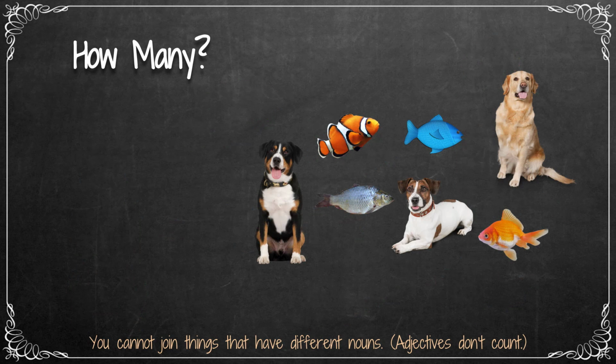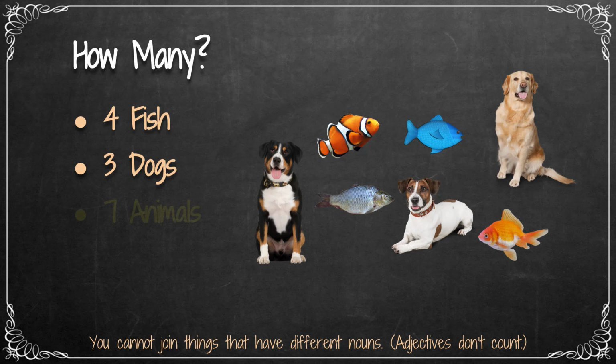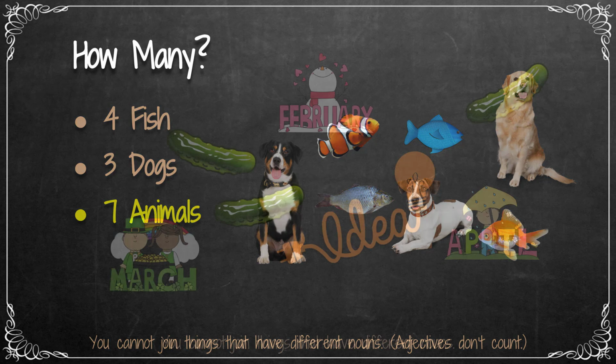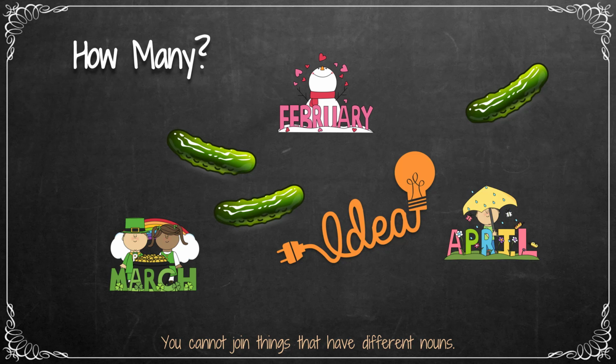So what did you come up with this time? Did you see 4 fish and 3 dogs? Or maybe you used a different noun to add them all together and saw 7 animals. Again, the nouns matter. You can join dogs, you can join fish, but if you're going to join them all together, you must rename the set to animals, right? So let's try it with this one. It might be a little trickier.